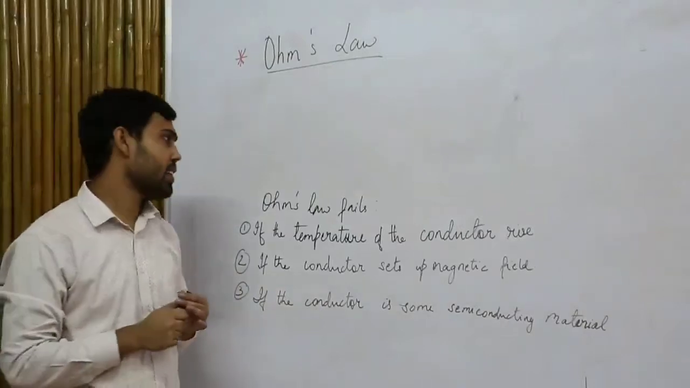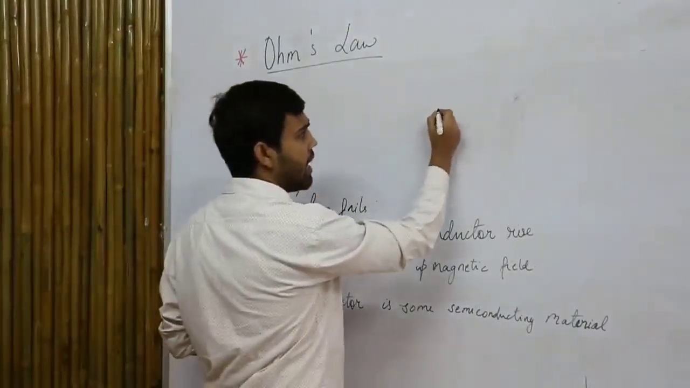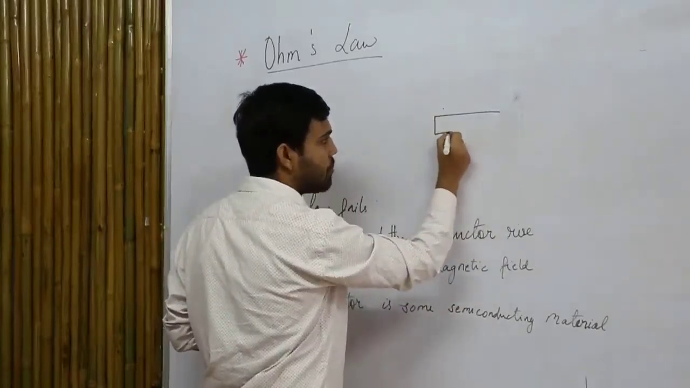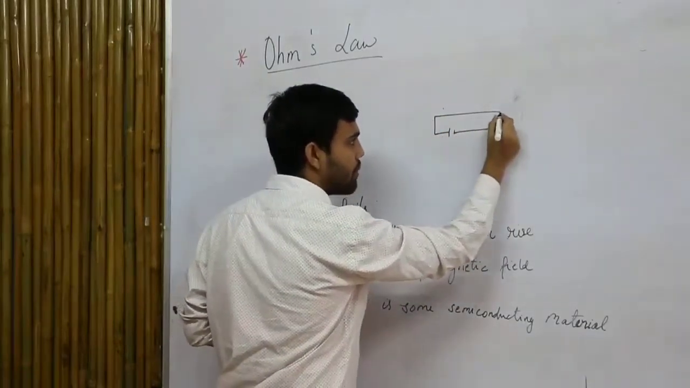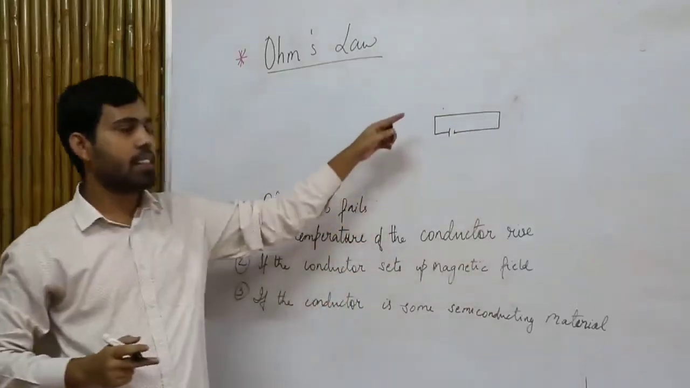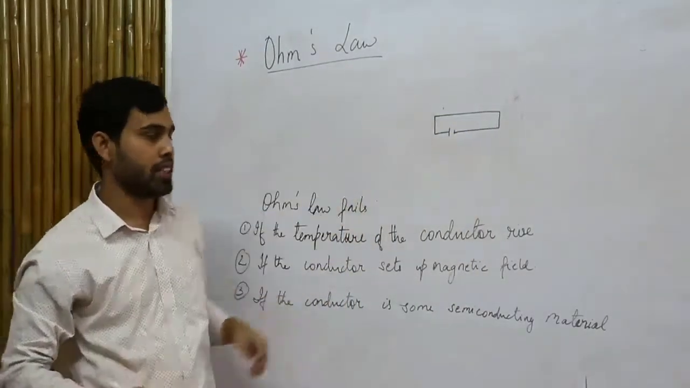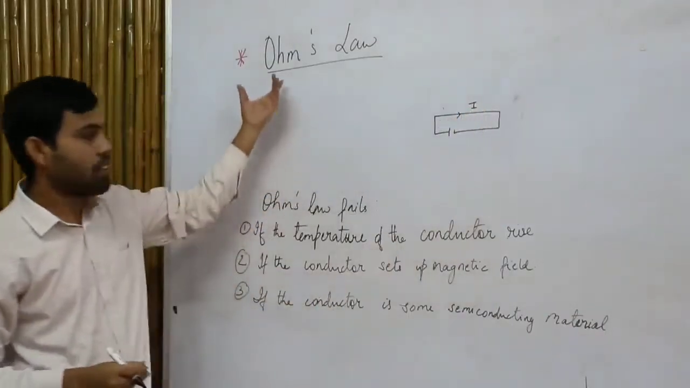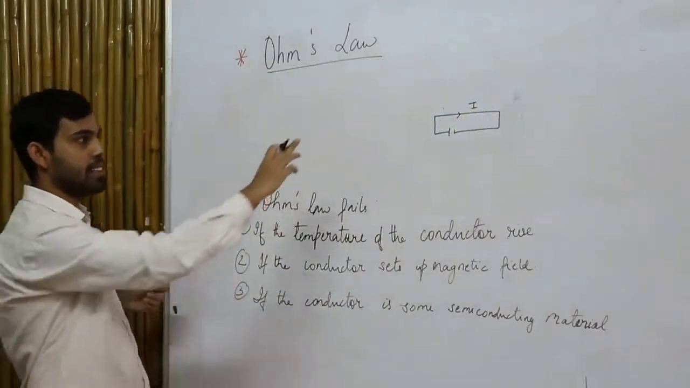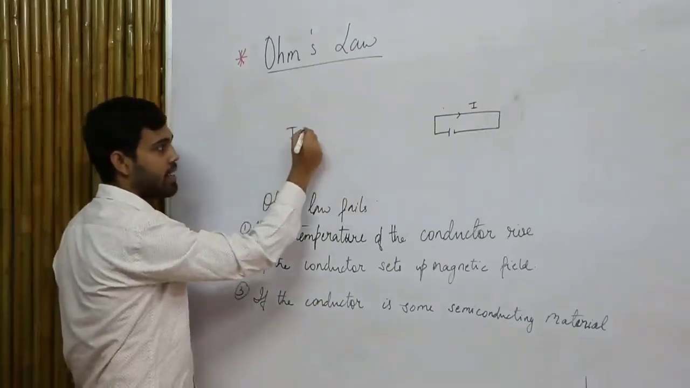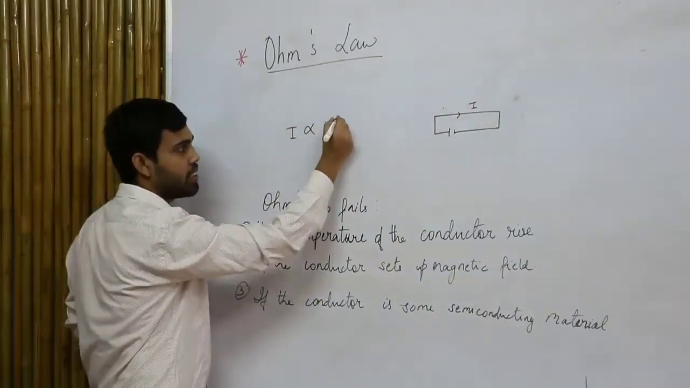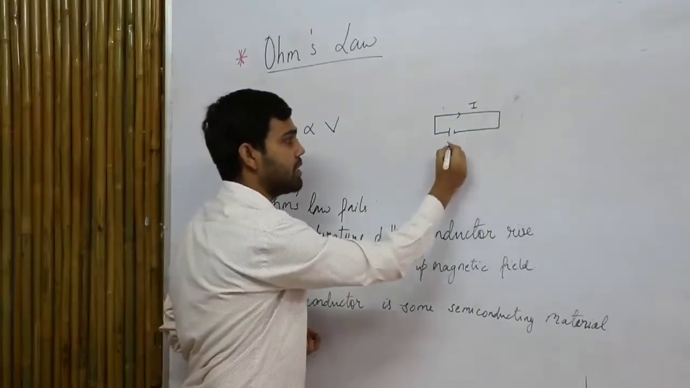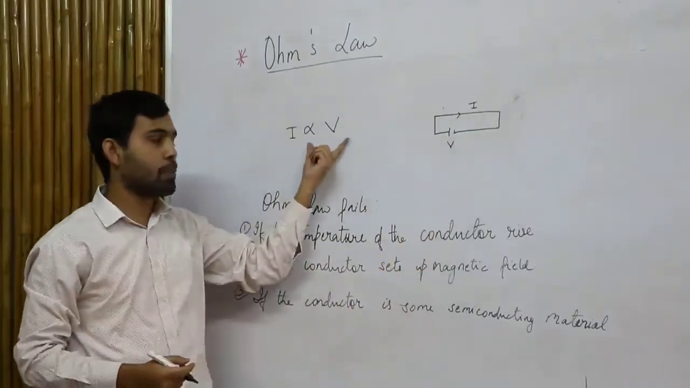So what I mean here is this: suppose this is my conductor, and it is connected with some potential difference. Because of this potential difference, a certain amount of current will flow through it. Suppose the amount of current flowing through it is I. What Ohm's law says is that this current I is directly proportional to the potential difference maintained at its ends. So if V is my potential difference, I is directly proportional to V.